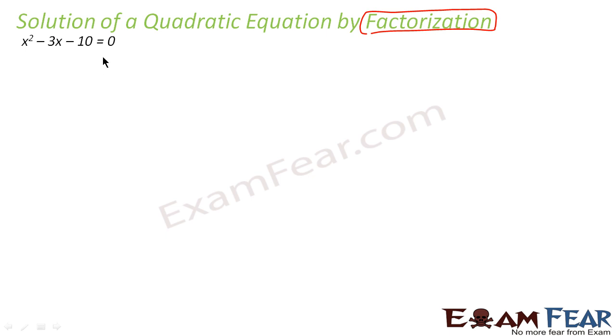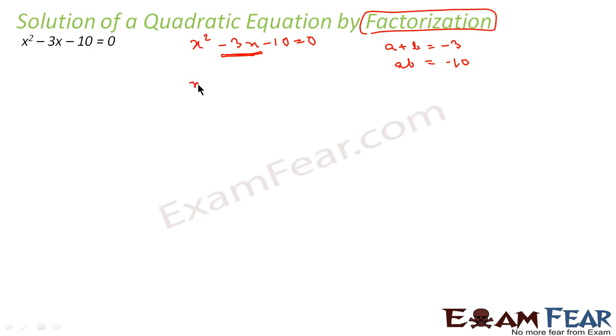Let's assume this is my quadratic equation, x square minus 3x minus 10 is equal to 0, and we have to find its solution. To solve this, please pay attention here, it is a little tricky. We have x square minus 3x minus 10 equal to 0. This 3x we have to write in such a way that a plus b is equal to minus 3, because this is minus 3, and a into b is equal to minus 10, because this is minus 10.